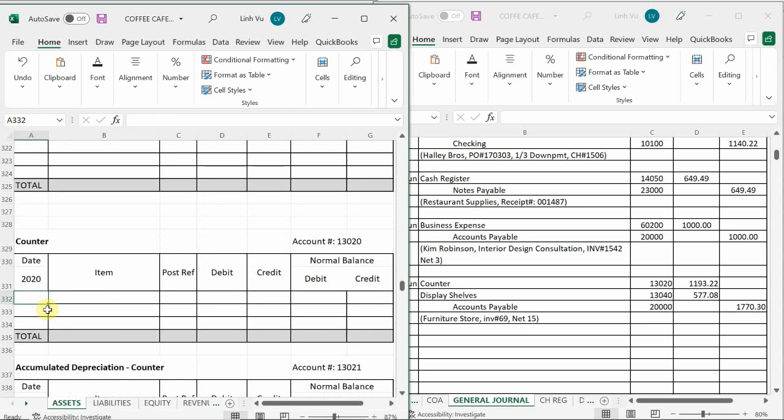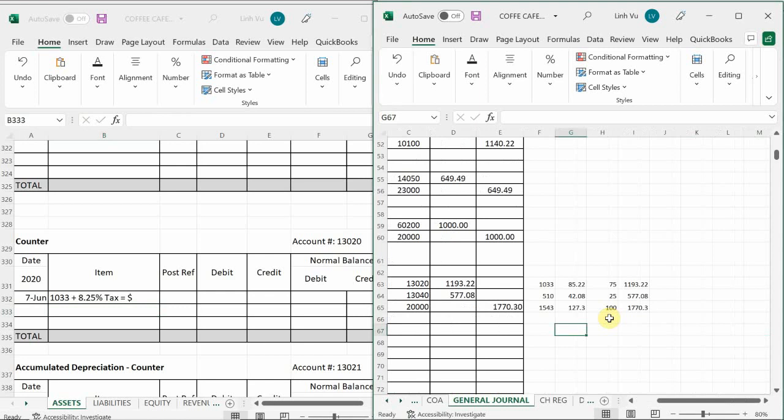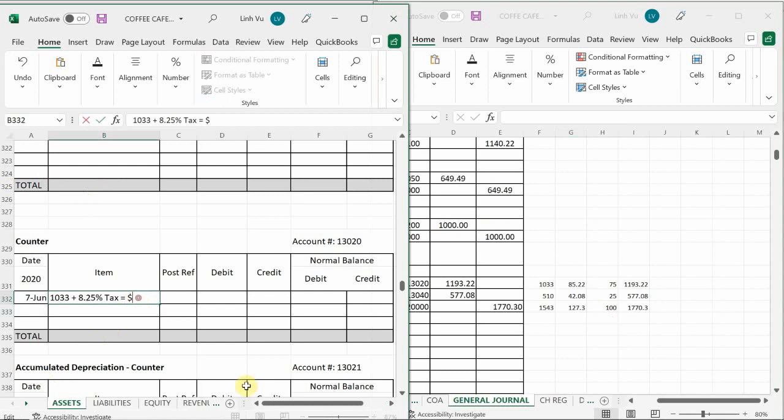All right. So here's my counter. You can say what the price of the item was, which is $10.33, plus 8.25% tax, which was $85.22, plus $75 shipping.